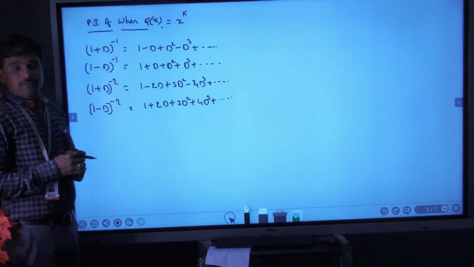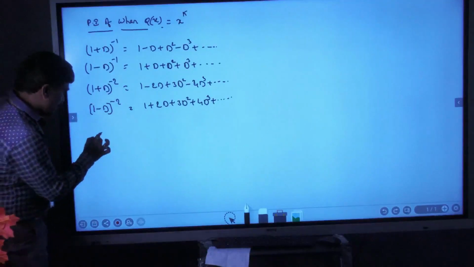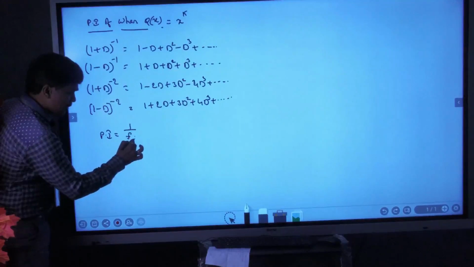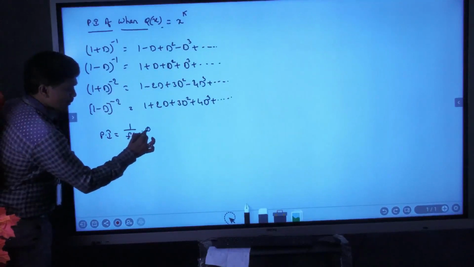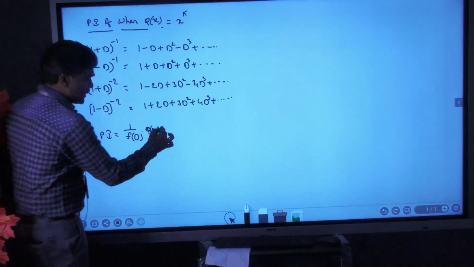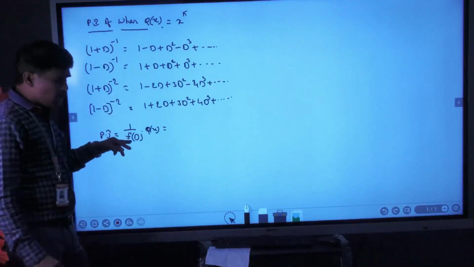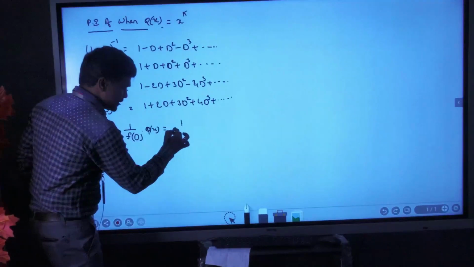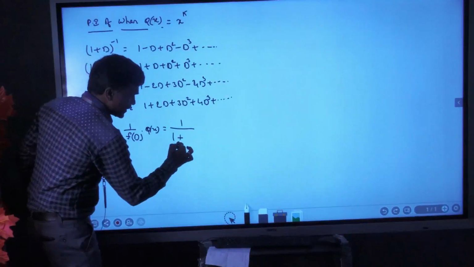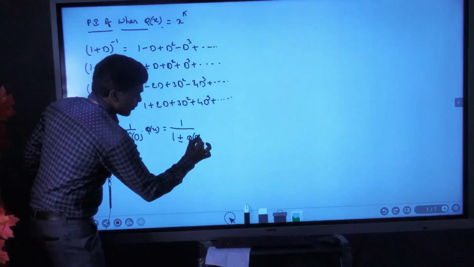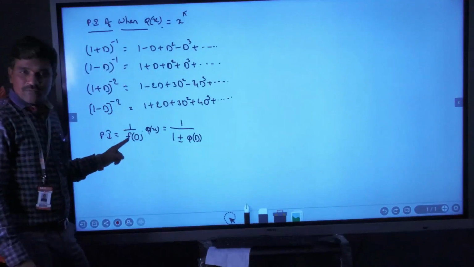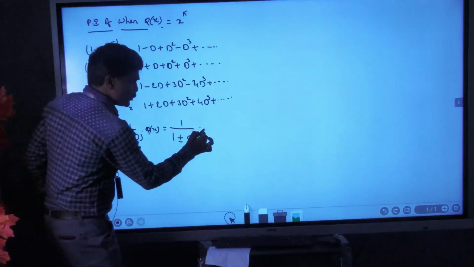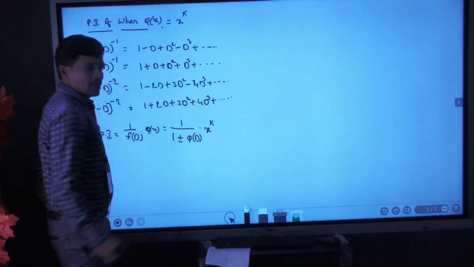Now PI when q is x power k. First of all, what is PI here? Actually 1 by f of d into q of x. Now in this case, f of d can be written in the form of 1 plus or minus phi of d. First of all write f of d in the form of 1 plus or minus phi of d into q. What is q here? x power k.